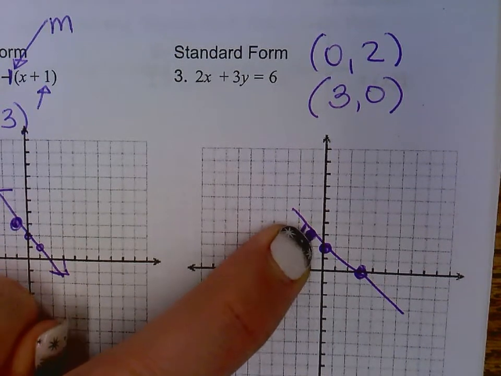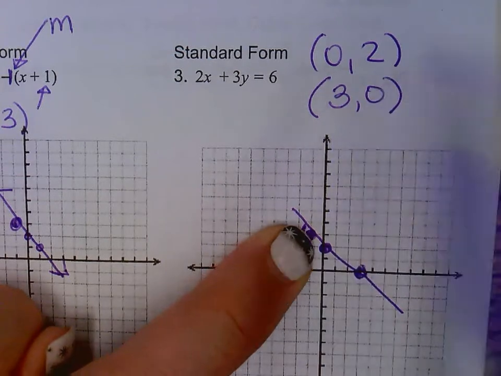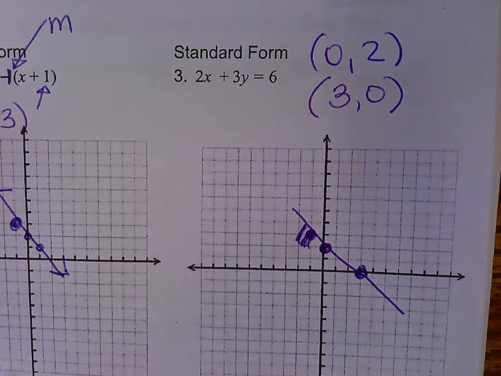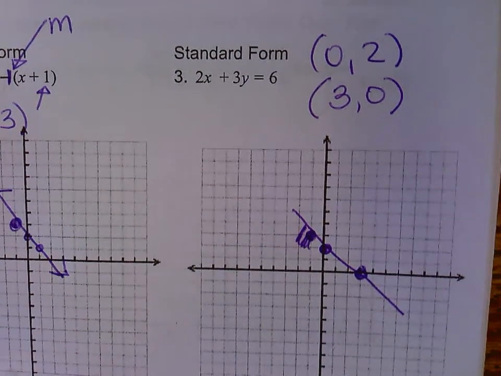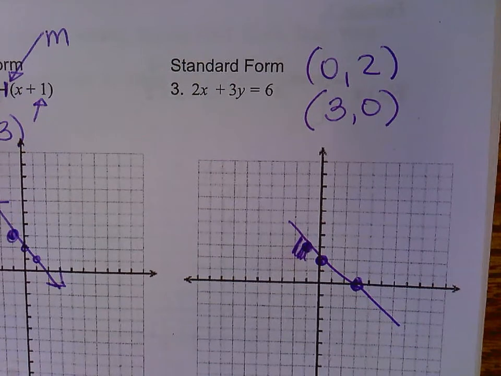So you plug in 0 for x, you find y, you plug in 0 for y, you find x, and any 2 points make a line. So if you hate that strategy for standard form, then you need to be able to convert it into slope-intercept form. How do I solve this for y equals?